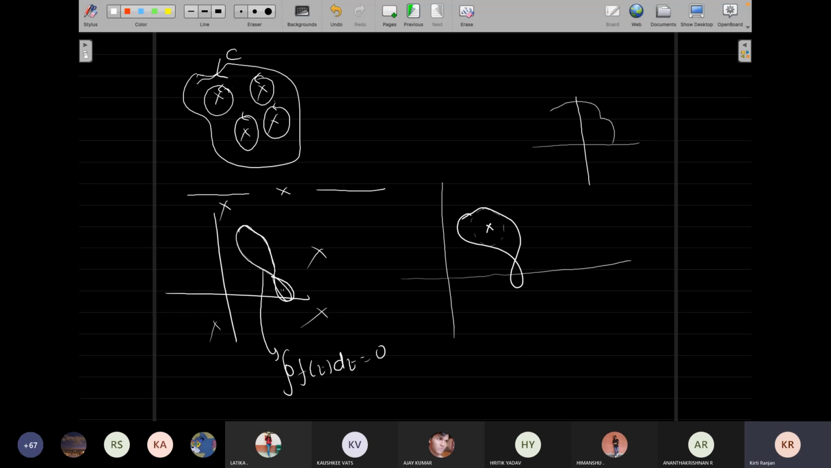For example, what about this one? I am traversing it, positive oriented, let's say, maybe of arbitrary shape, but traversed many times. Maybe 2, maybe 3, so I keep on traversing. So will the result change for the integral?